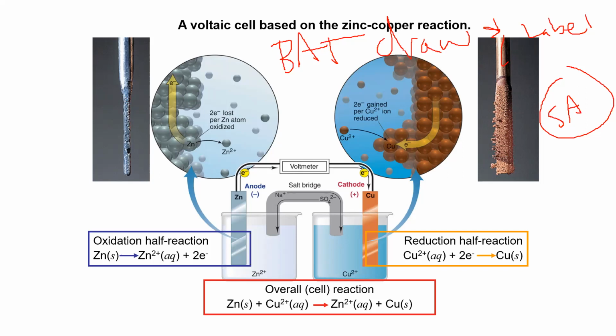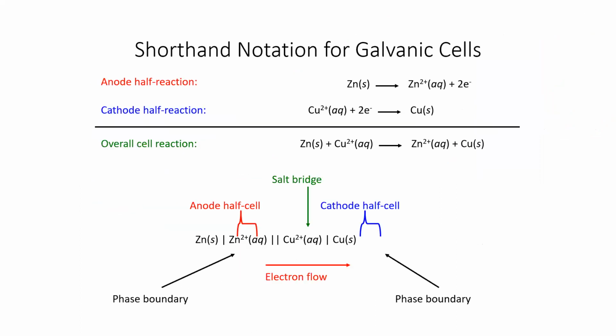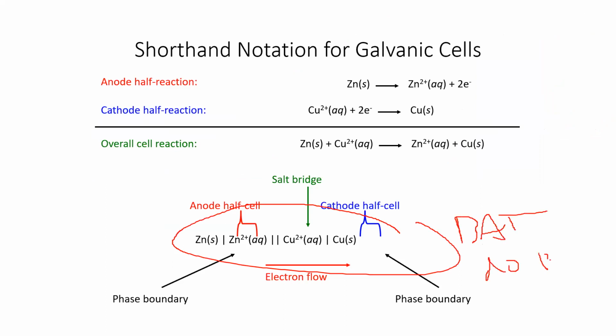So there's a drawing question here, right? Give me this figure, both labels. Know what your anode is and know what your cathode is. Be able to do one of these, and be able to do a line notation.